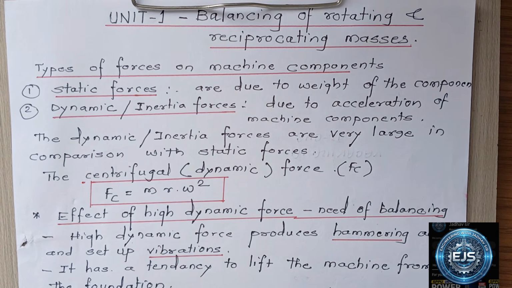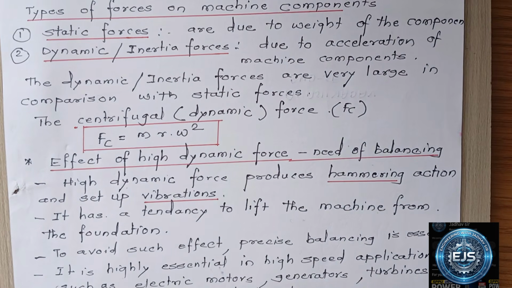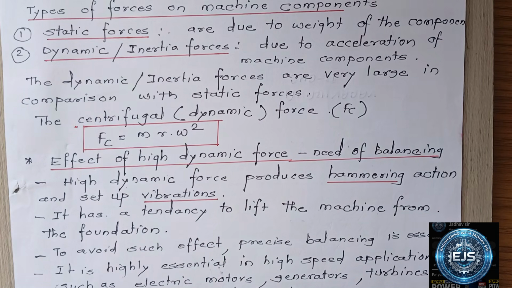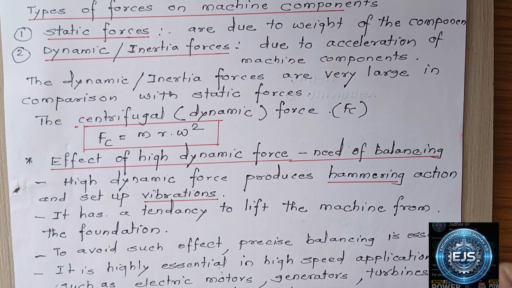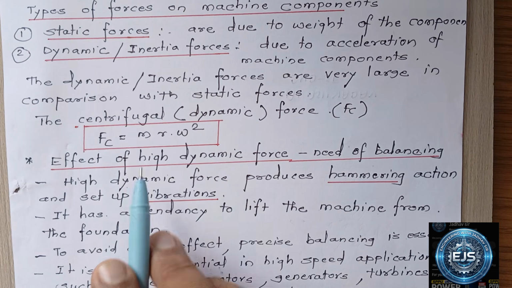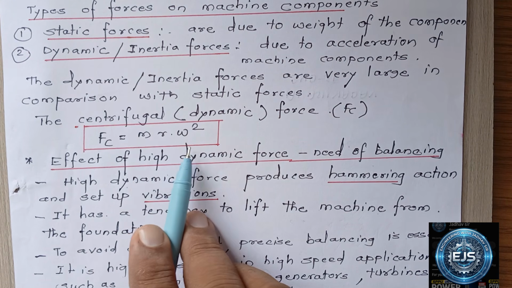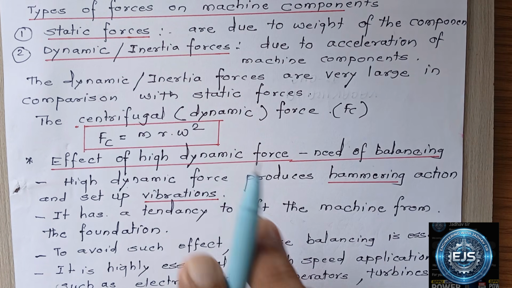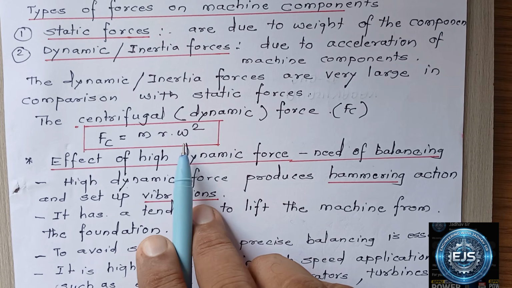So this centrifugal force is called a dynamic force here. Centrifugal force is calculated as m r omega square, where m is the mass of the rotating part, r is nothing but the radius of rotation, and omega is the angular velocity with which this rotating mass is rotating. Centrifugal force, m r omega square, acts radially outward. Centripetal force is directed towards the center of the rotation of the mass, and centrifugal force is acting in a radially outward direction, and it is proportional to angular velocity square.